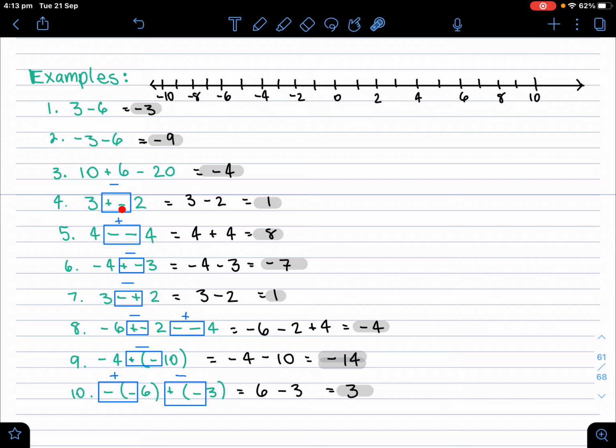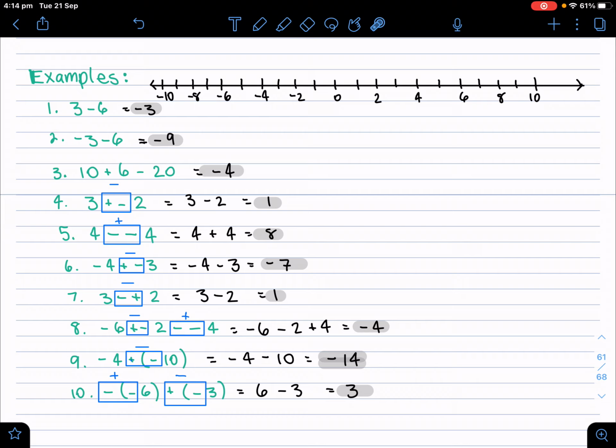Now in example 4, you'll see there's a plus and a minus right next to each other. And if you remember, the rule was when they're right next to each other and they're different, that equates to a negative. So this is the same as 3 minus 2. We'll go through that one more time. The plus and the minus are right next to each other. That means that they go for the rule where if the symbols are next to each other and they're different, that equals a negative. So that's 3 minus 2, and we know 3 minus 2 is 1.